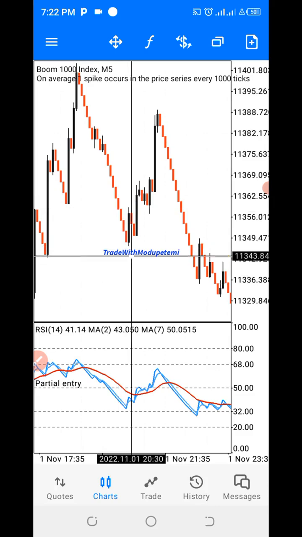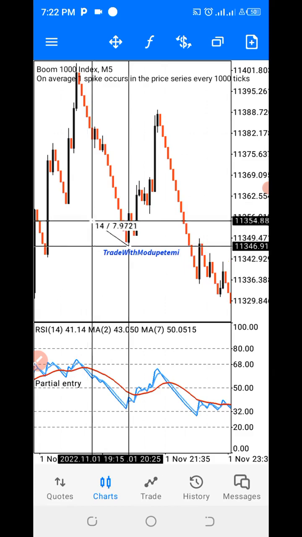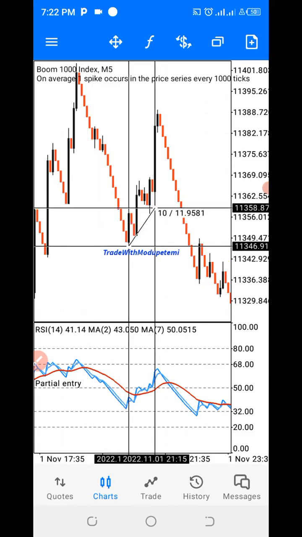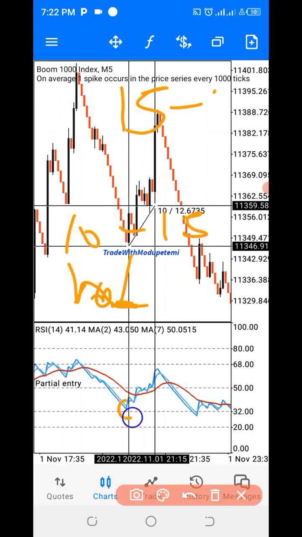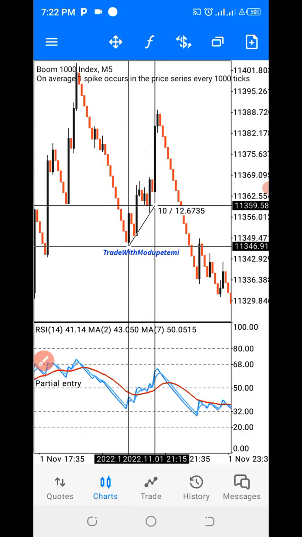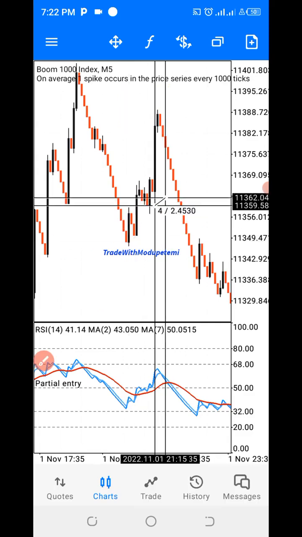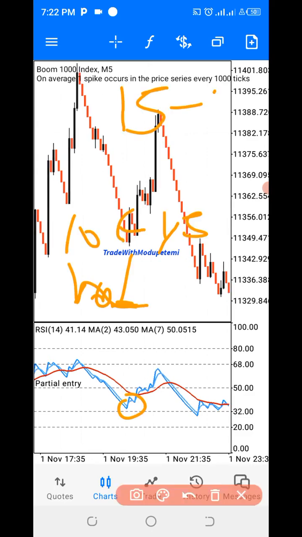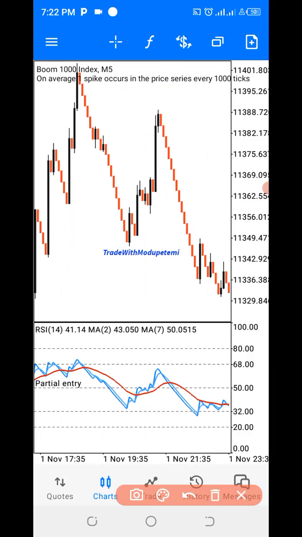The moment it forms at our power level here, you can see we have 12 pips. So you can conveniently take it here. You can see your W here. And you can see that the first leg is 12 pips already. So once the spike up, which is giving you the first leg, it should be between 10 to 15 pips.